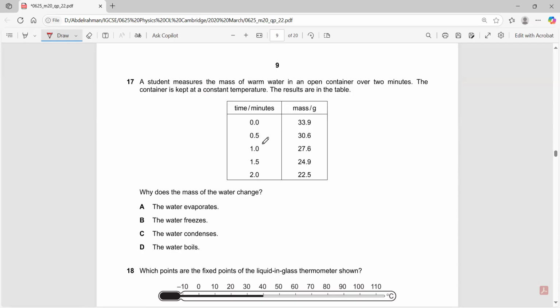Student measures the mass of warm water. Why does the mass of the water change? The mass keeps on decreasing. Why is this so? Due to the evaporation. Yes. Which points are fixed?